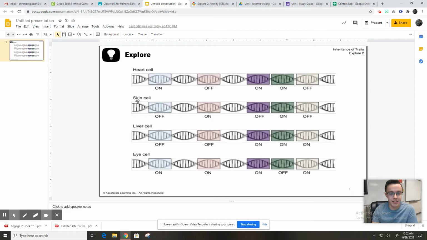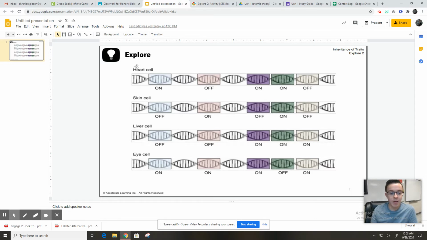So I want you to take a look at this. We've got 4 different cell types here. We've got a heart cell, a skin cell, a liver cell, and an eye cell. And we have the DNA that is in each of those cells. And we have different genes, and the genes are color coded. So you see in the heart cell, we've got a blue gene, a pink gene, a purple, a green, and I guess a yellow gene.